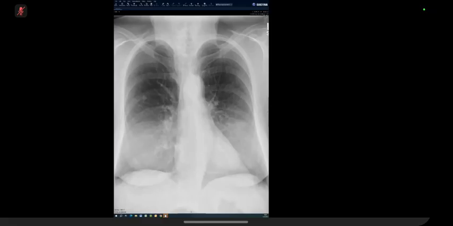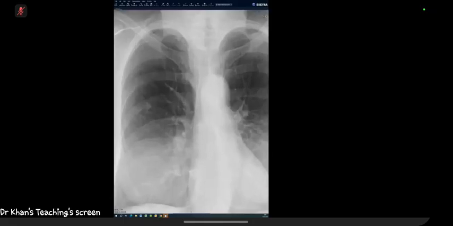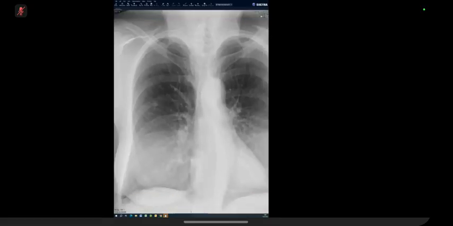Yeah. Okay. So moving on from that, there is a nodule within the right midzone. It's quite well defined. Is it? Yeah, I can put a border around it. Just a moment. Okay. What next? Yeah.